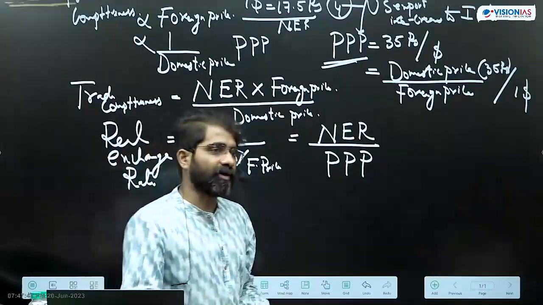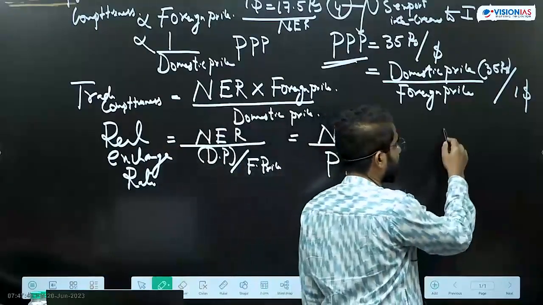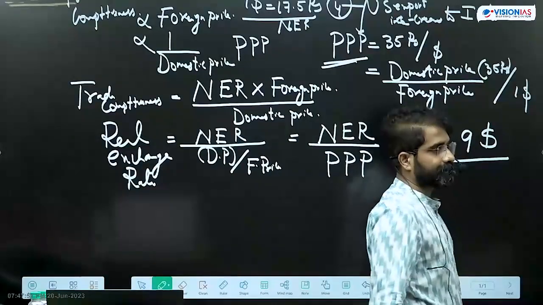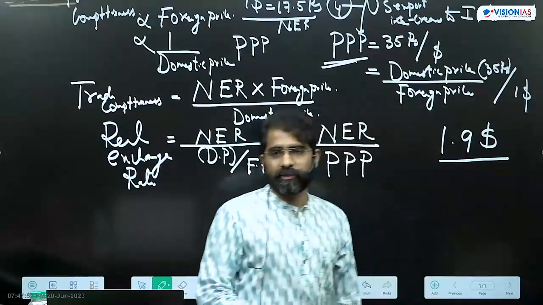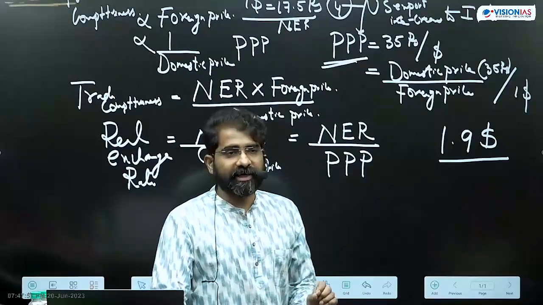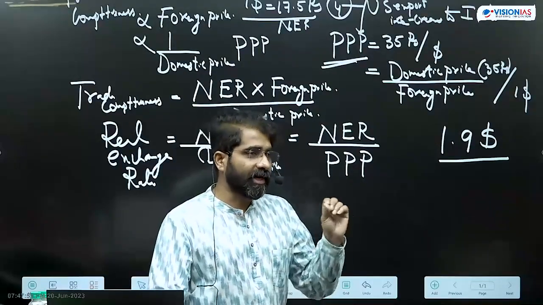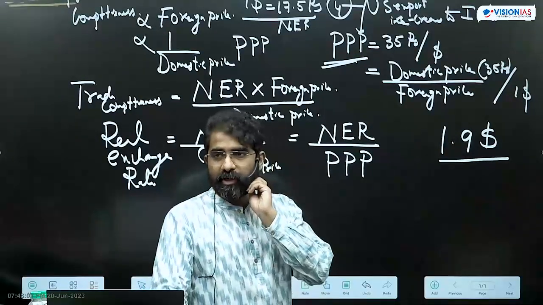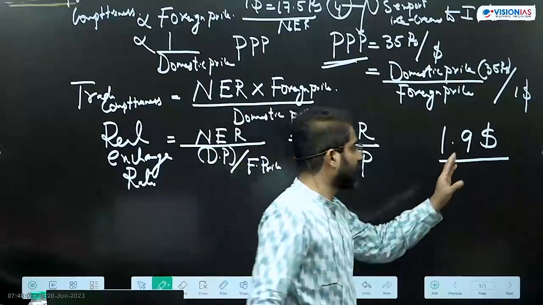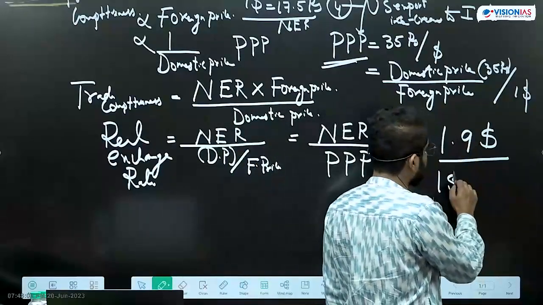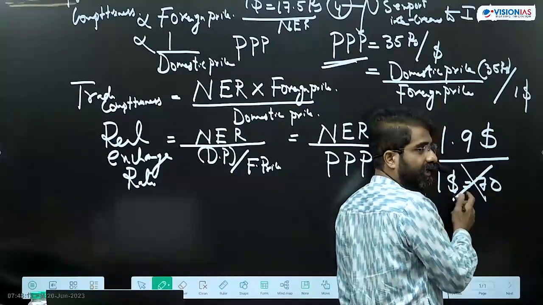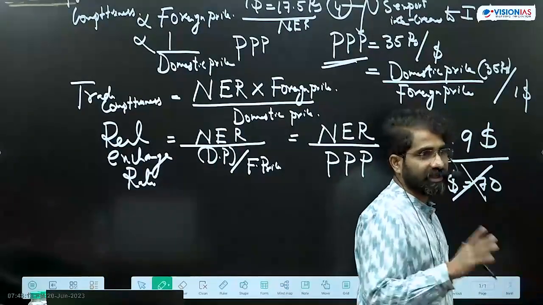with respect to poverty, for example, World Bank says if you are getting less than $1.9 a day, you are a poor man. It is seen as extremely poor. Now this $1.9 is not at $1 equal to 70. This dollar is not the nominal exchange rate. It's not 1.9 into 70 rupees in India.